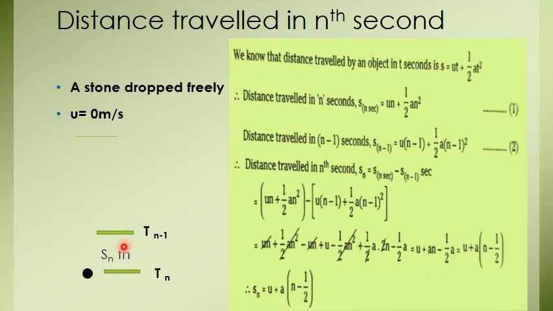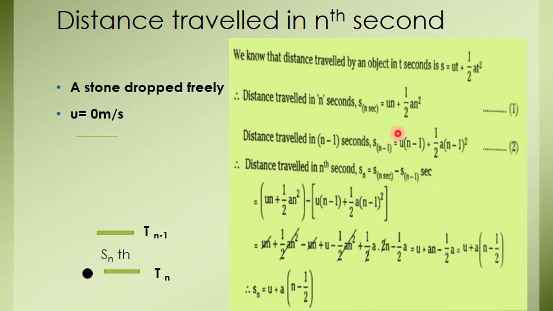Distance traveled in the nth second means the distance traveled in n seconds minus the displacement in the n minus 1 seconds. So if you subtract these two, what you will get is the distance traveled in the nth second. So s of n minus s of n minus 1 will give you the distance traveled in the nth second. I'll repeat again: Sn is equal to s of n seconds minus s of n minus 1 seconds.